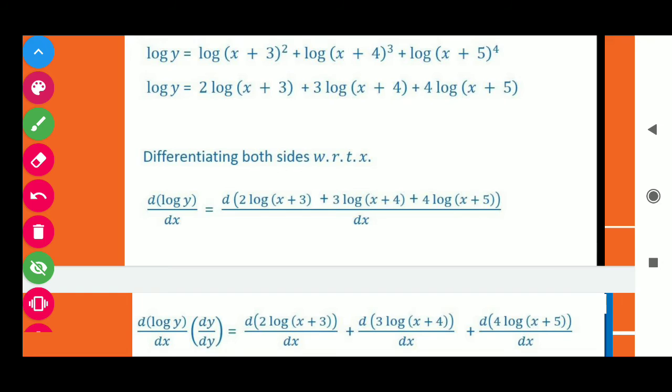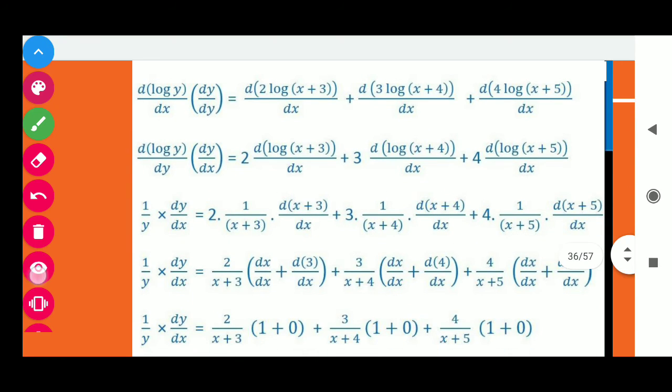In this way we get 2 times the derivative of log x plus 3, which is 1 over x plus 3, and similarly here we get 1 over x plus 4 and here we get 1 over x plus 5. And students, you can see here the derivative of log y is 1 over y, and dy by dx as it is. First we do the derivative of log. What is the derivative of log? It is 1 over y, and then we do the derivative of y, which is dy by dx.